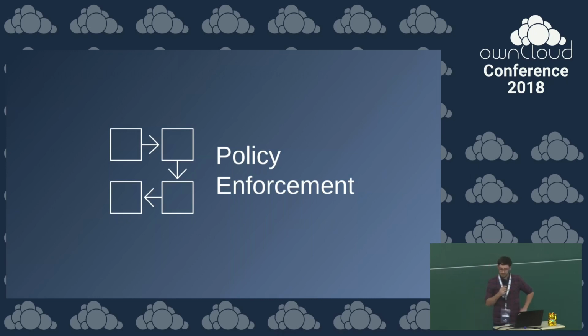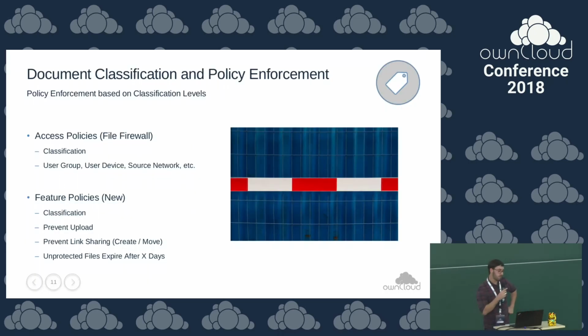So first you classify the documents, you have them in ownCloud, they are tagged, they are separated, and then you have different kinds of policies that you can impose based on the classification. I split that into two areas. The one is access policies. This is already possible via the file firewall extension.